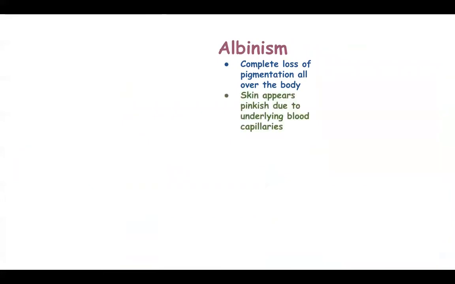The next skin defect which we have is albinism. Now, albinism is complete loss of pigmentation all over the body. Unlike leukoderma, where pigmentation is lost in patches, here there is complete loss of pigmentation. The skin appears pinkish due to underlying blood capillaries. It is a recessive trait caused due to inheritance. Now, for leukoderma or vitiligo, we don't know the cause. But for albinism, it is a recessive trait due to inheritance. That means it's transmitted from parents to the children.